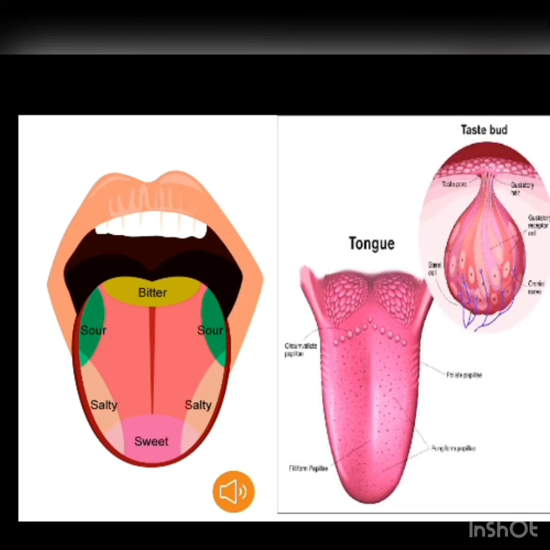Previously, it was believed that the tongue has a specific region for detecting a specific taste. However, this is not true. The entire tongue with the taste buds can sense all types of taste more or less equally. It also helps us to speak.